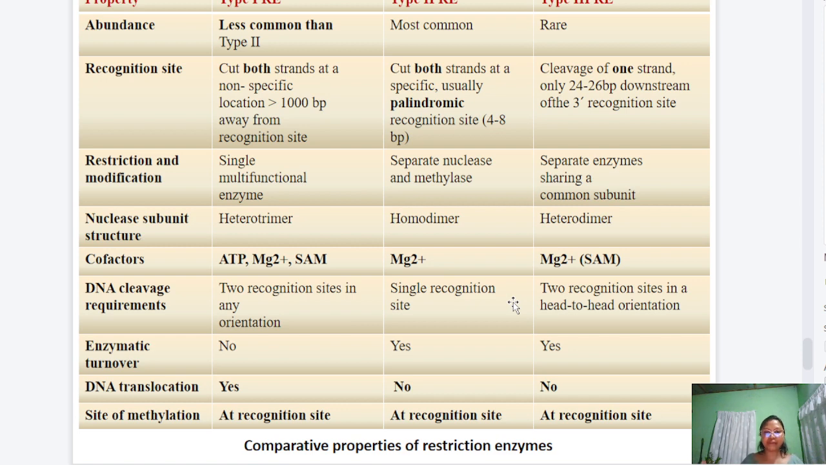So in short, I have prepared this table where you have the comparative properties of restriction enzymes. Here you can see type 1, type 2 and type 3. Go through the slide, and try to minimize it so that at one look you can see the major differences between the three types of restriction endonucleases.